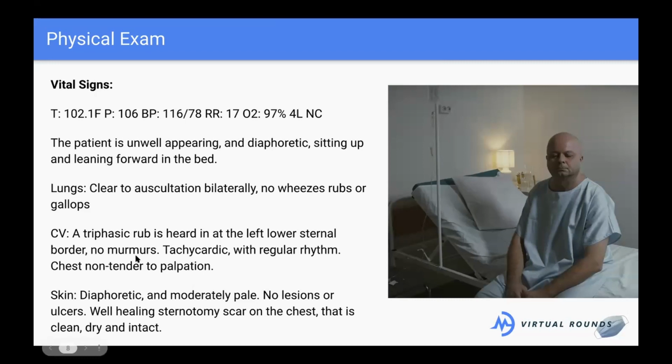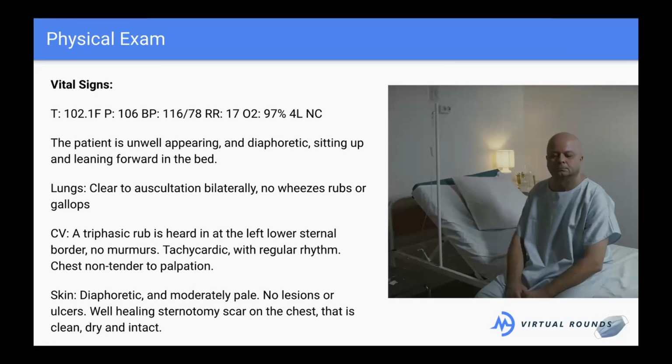So triphasic rub basically means it almost sounds like sandpaper. The heart beats in 2 phases, one when it contracts called systole and one when it relaxes called diastole. Basically you're hearing the heart rub against the sac that it sits in, which is called the pericardium. You're hearing it rub against the inside of the pericardium as it's beating. And it's triphasic because it scrapes against it 3 times as it's beating.